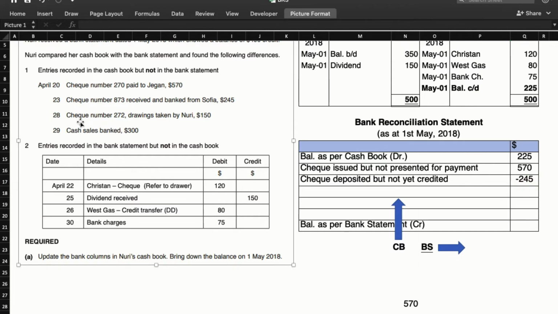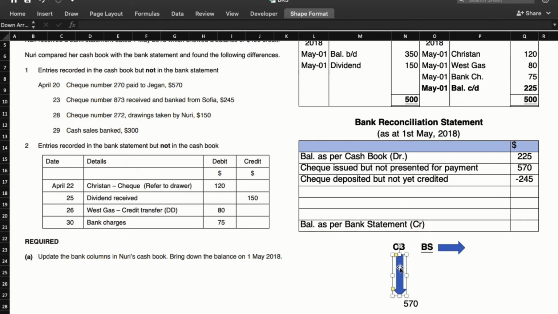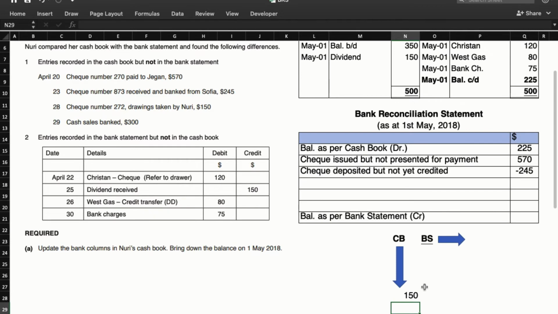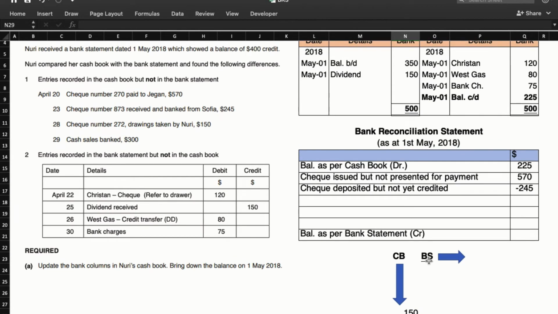Now next, check number 272, drawings taken by Noori, $150. So I have drawn the check in order to withdraw money from my account, and I entered this transaction in the cash book. So the cash book balance has gone down. But in the bank statement there is no entry for this $150, so the bank balance is as it is, no change. Whereas in the cash book, the balance has gone down by $150, but no entry in the bank statement. So the bank statement balance is as it is, whereas in the cash book I reached at this point.